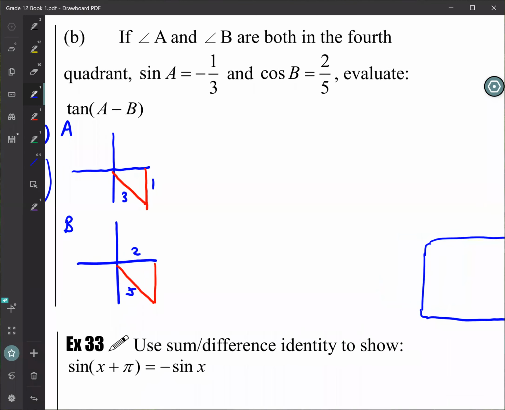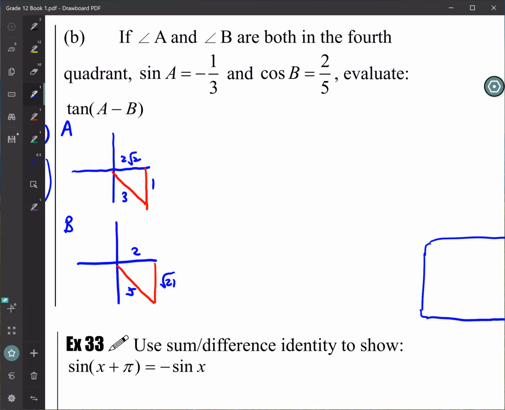Eric, what do you have for the missing side in angle A? I have 2 root 2. 2 root 2. Okay, very good. Came from root 8, right? Simplify it, 2 root 2. Cindy, what about B? What's the missing side? I got root 21. Root 21, that's good.